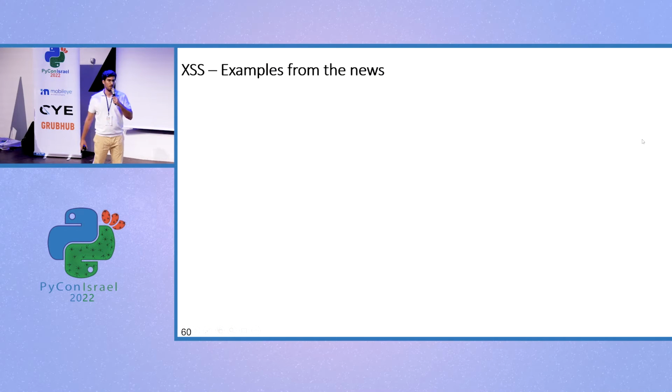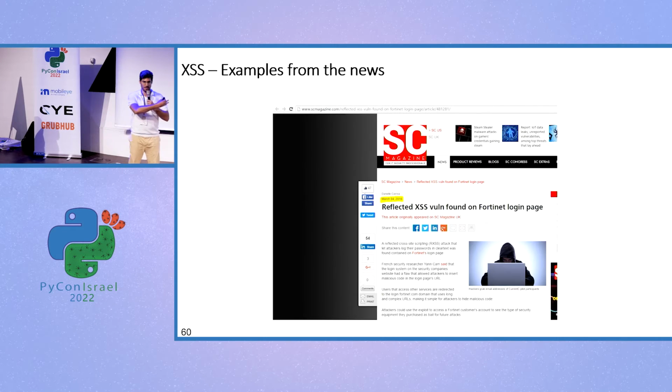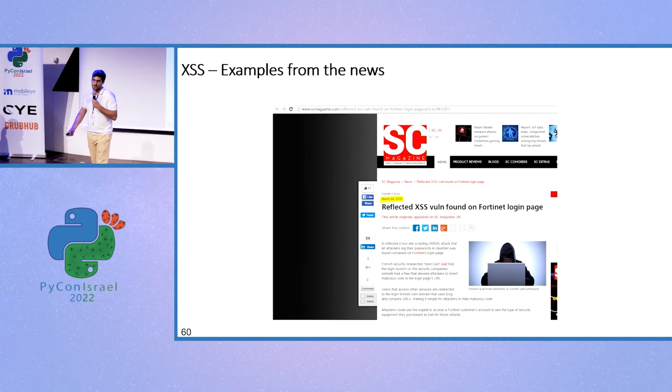So, examples for cross-site scripting attacks. First of all, security products like Fortinet, for example, can also be vulnerable to vulnerabilities.